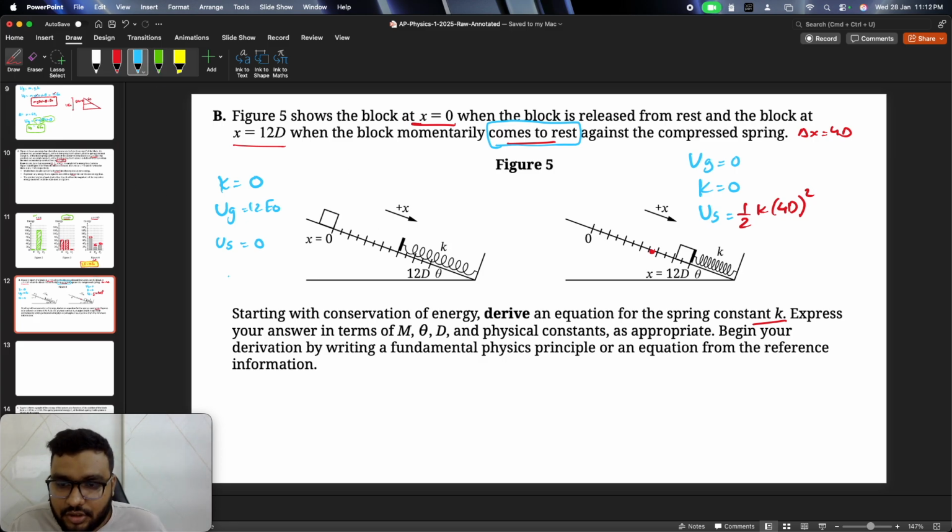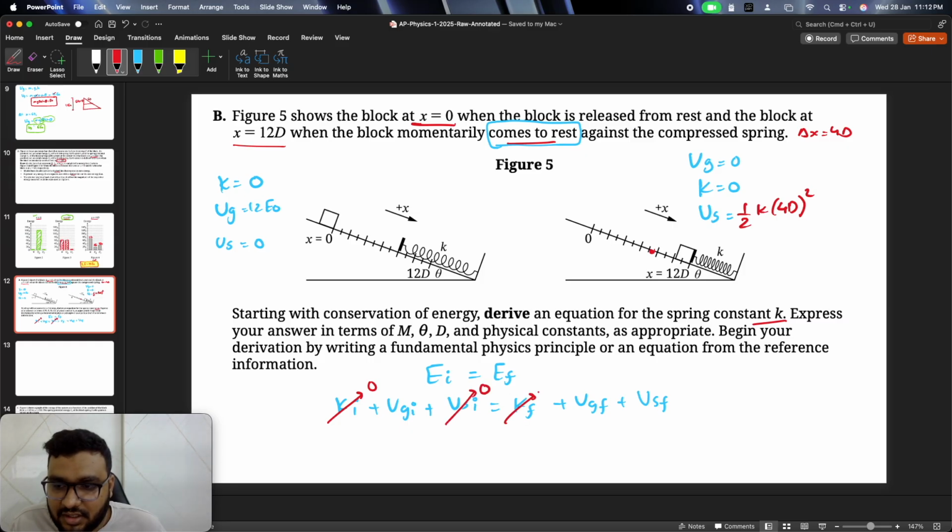Conservation of energy. So what does the conservation of energy say? Energy in the initial condition should be equal to energy in the final condition. Now I can write it. K initial plus Ug initial plus U spring initial should be equal to K final plus Ug final plus U spring final. Now we already know a few things. K initial is 0, U spring initial is 0, K final is 0, Ug final is 0. So what I get at last is that gravitational potential energy in the initial condition will be equal to spring potential energy in the final condition.